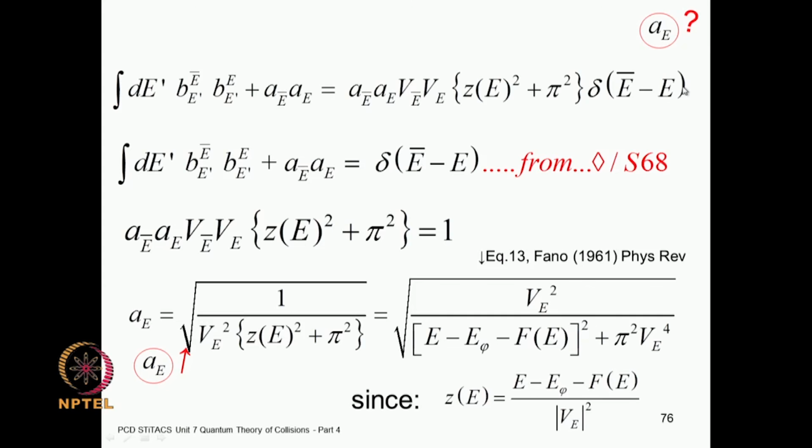We wanted to know what is the weight factor in the configuration interaction mixing. So, this is the weight factor, and this now comes out as a square root of 1 over V square Z square plus pi square. So, here you can write Z because we know what Z is. Z is E minus E phi minus F over V E square. So, you can rewrite in terms of this function of E instead of Z. So, this is your weight factor A.